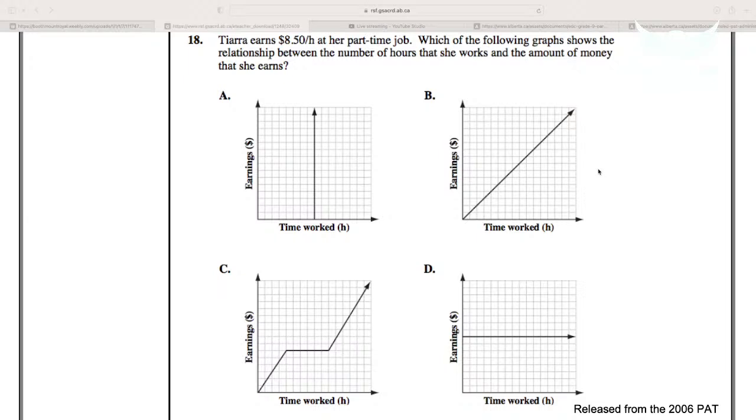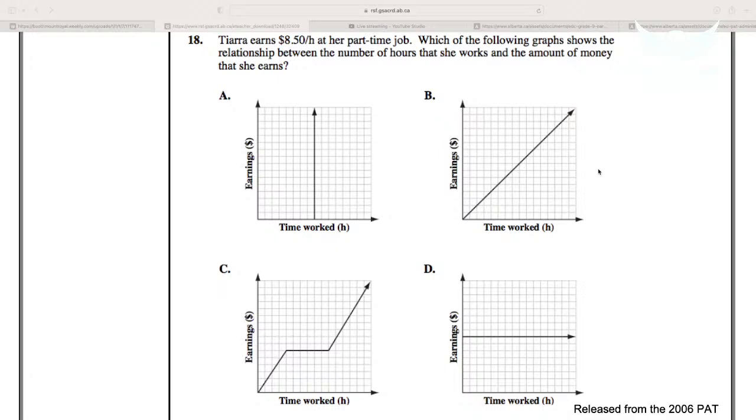Tiara earns $850 per hour at her part-time job. Which of the following graphs shows the relationship between the number of hours that she works and the amount that she earns? Okay, so we need to think, right? The more she works, the more she earns, right? So this is a linear relationship, right?